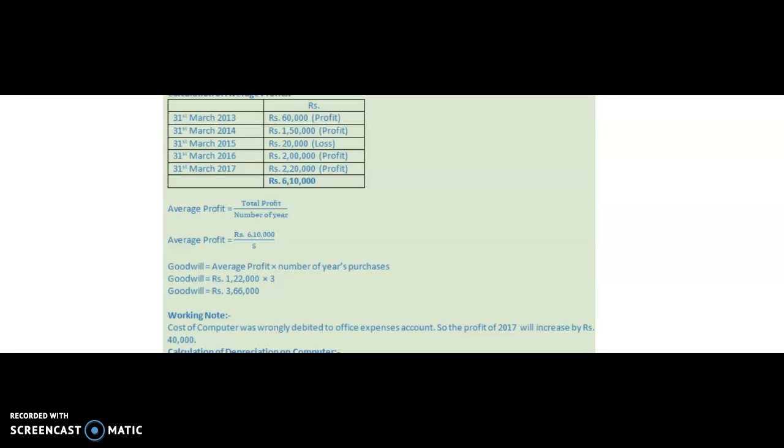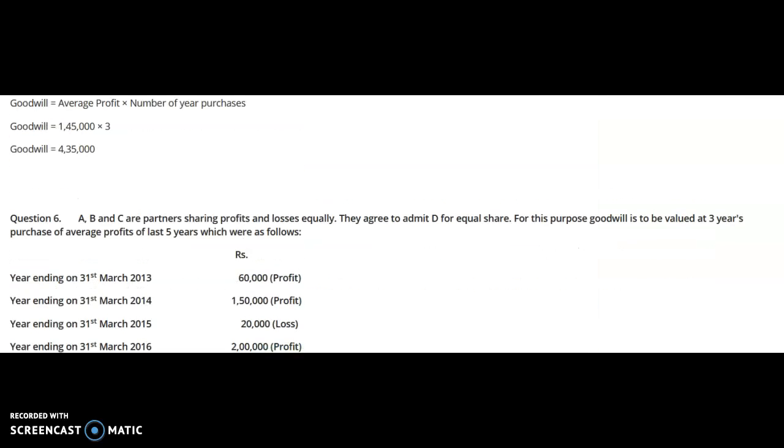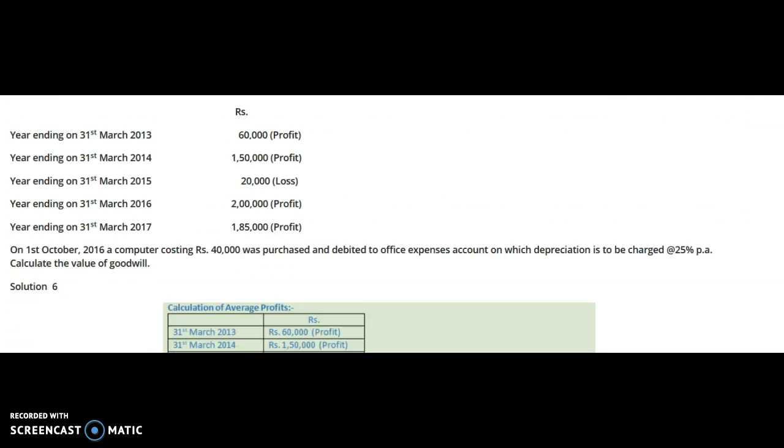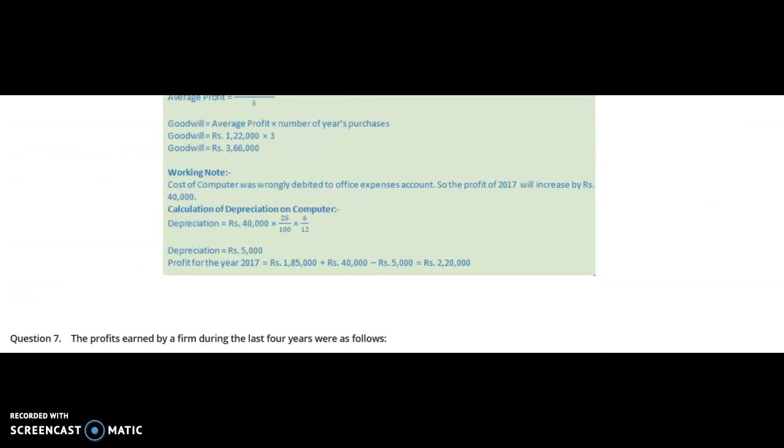You would have the average profit of 1,22,000, and then multiplied by 3, because we have to calculate goodwill equivalent to 3 years' purchase of the average profit. So the result will be that goodwill equals 3,66,000. Regarding the computer and its treatment for depreciation, I had already shared with you.